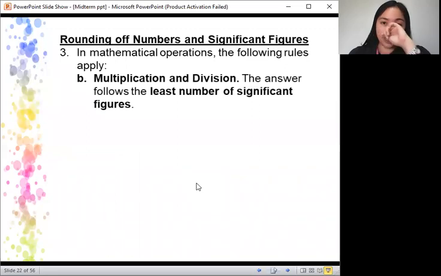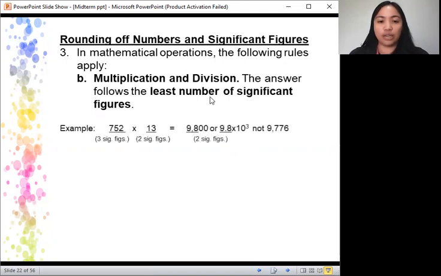Next is the multiplication and the division operation. So, ang imuhang answer ani dapat follows the least number of significant figures. Again, for the addition and subtraction, the least number of decimal places. But in multiplication and division, the least number of significant figures. So, example, the first value has 3 significant figures, while the second value has 2 significant figures. So that is why you report your answer na dapat duha ra ang significant figure. So example kani, so this is correct. The report is it as 9,800.